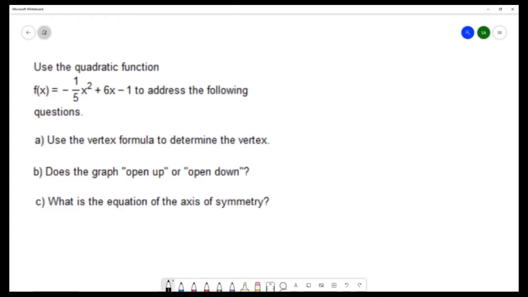So our quadratic function is in general form f of x equals negative 1/5 x squared plus 6x minus 1. The value of a is always attached to our squared term, so that's a negative 1/5. The value of b is attached to our linear term, which is 6, and our constant is negative 1, which is c.